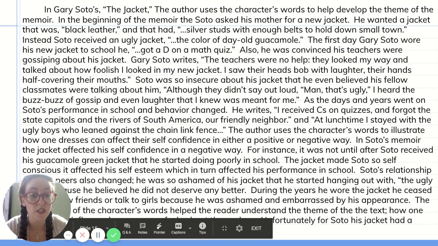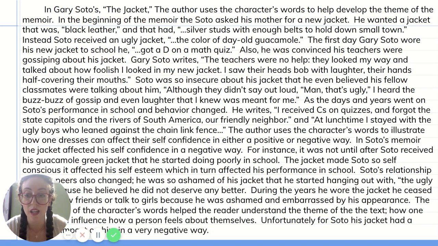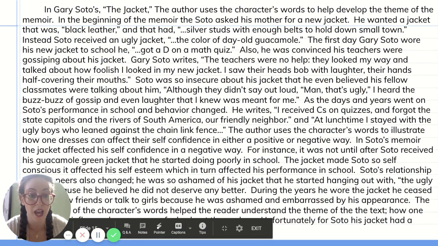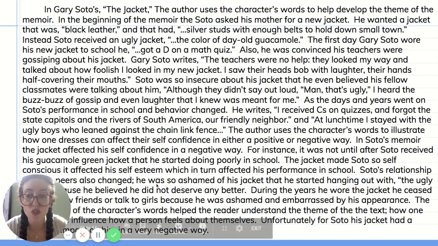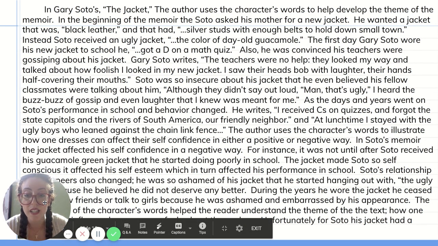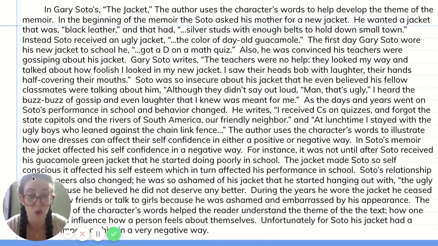The author uses the character's words to illustrate how one dresses can affect their self-confidence in either a positive or negative way. In Soto's memoir, the jacket affected his self-confidence in a negative way. For instance, it was not until after Soto received his guacamole green jacket that he started doing poorly in school. The jacket made Soto so self-conscious it affected his self-esteem, which in turn affected his performance in school.